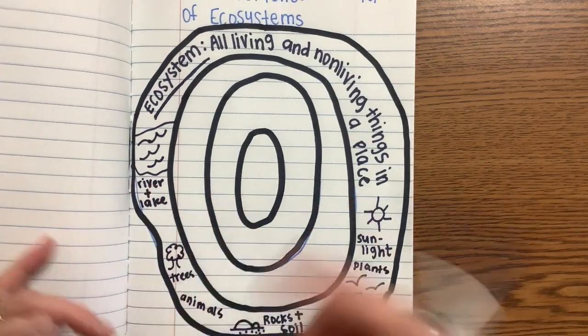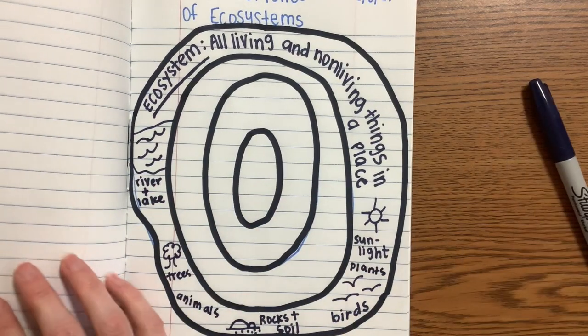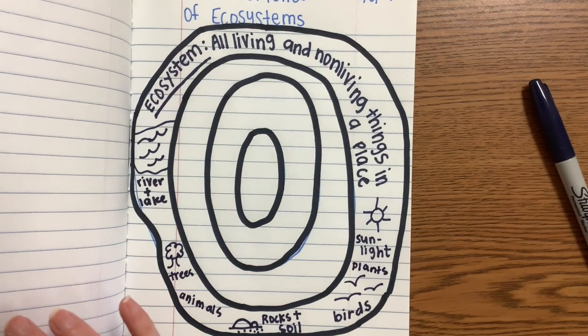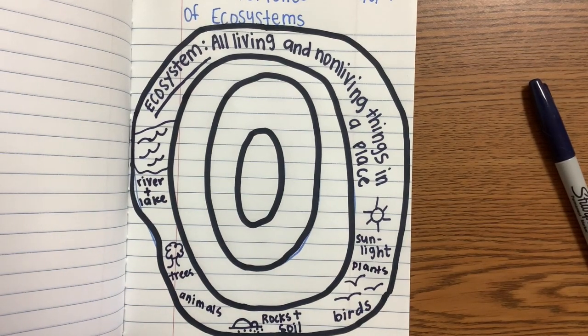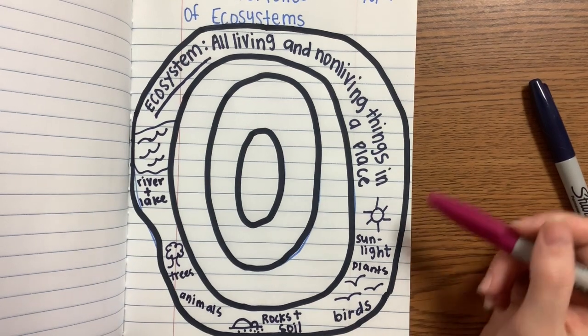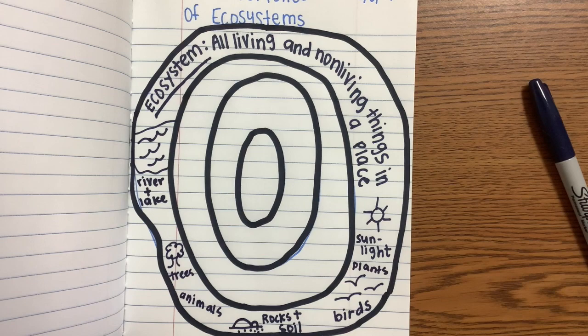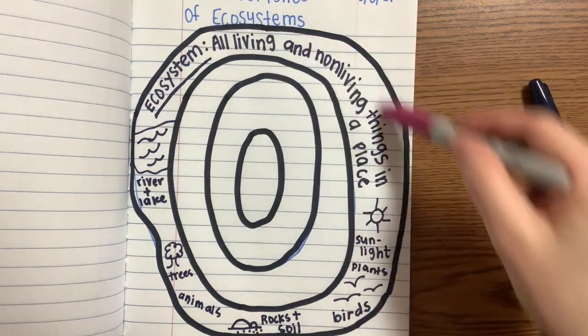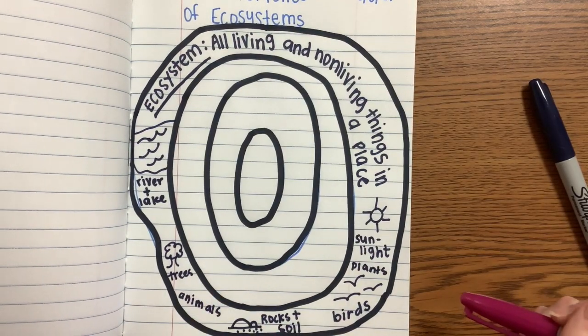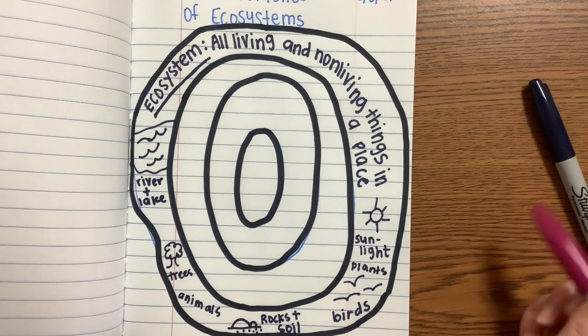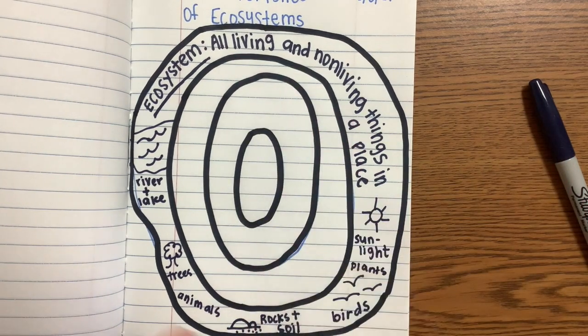So all of this is part of an ecosystem. An ecosystem is all living and non-living things in an area, a place, a habitat, a biome, you can call them. Okay, so pause the video. Make sure you have all these ecosystem things written down. Ecosystem is living and non-living.